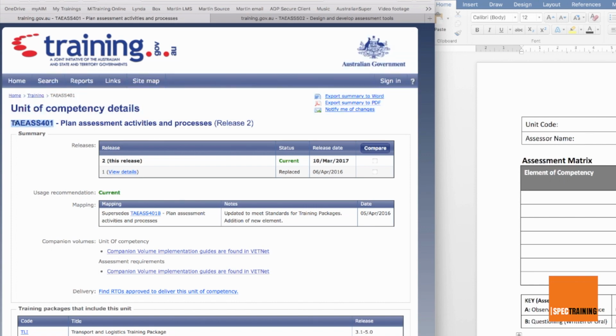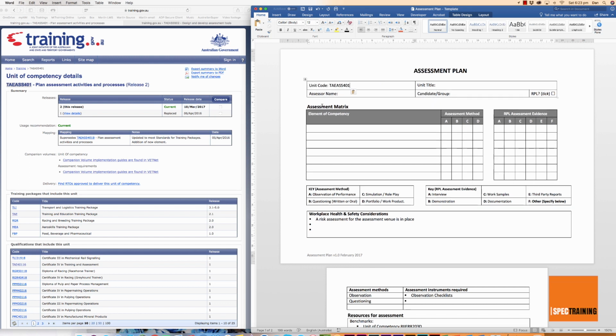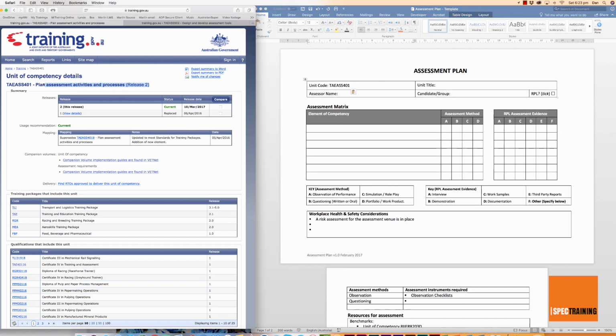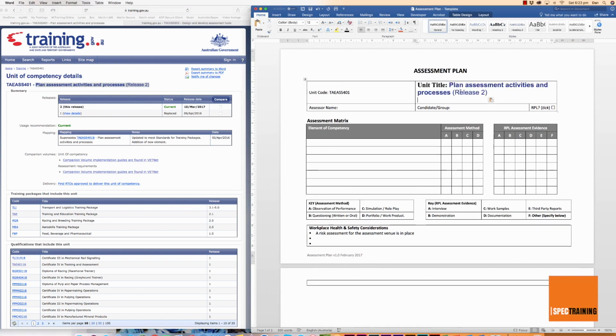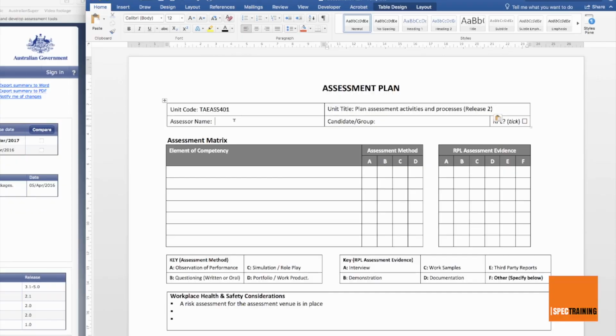that into your code, and you'd also put the title and release. Now you put the release in there simply because you want to make sure that the plan refers to the most recent version of the unit. The assessor name's you, except your fingers probably work on the keyboard.